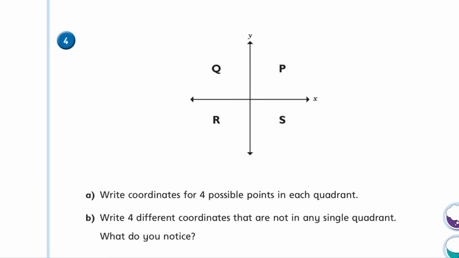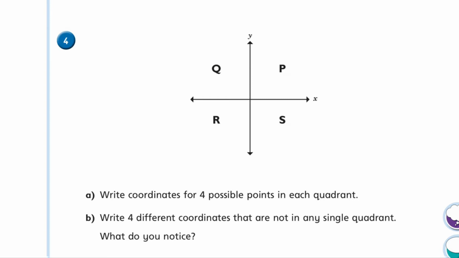Hopefully you've done questions 1, 2 and 3. So now question number 4. This is where you will need to write coordinates for 4 possible points, one in each quadrant. You've got the X and Y coordinate grid, but you haven't got any numbers down the side or across now. So there will be various answers, and I want you to have a good guess of what the coordinates could be for the letters P, Q, R, and S. They could be a range, actually. If you give me some examples of those coordinates for P, Q, R, and S, that'd be great.